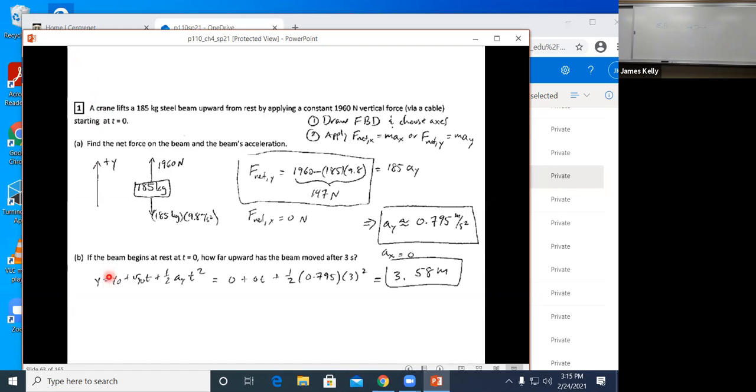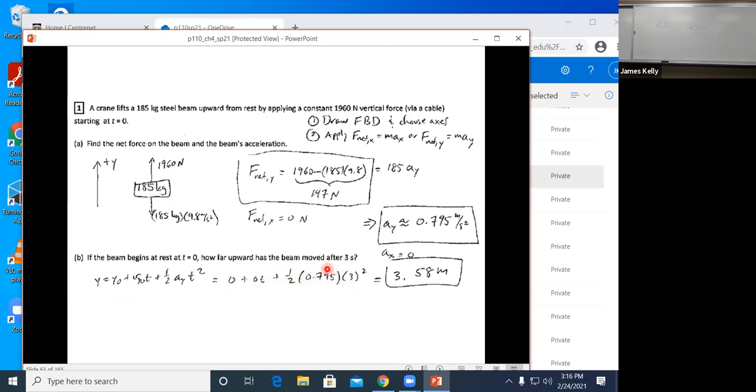What's y initial? Well, I didn't do a careful job of drawing my axes on here, but I might say whenever it starts at rest, I'm going to say the middle of it is at y equals 0. So I'm going to take y initial to be 0. It starts at rest, so vy initial is also 0. Those first two terms go to 0.